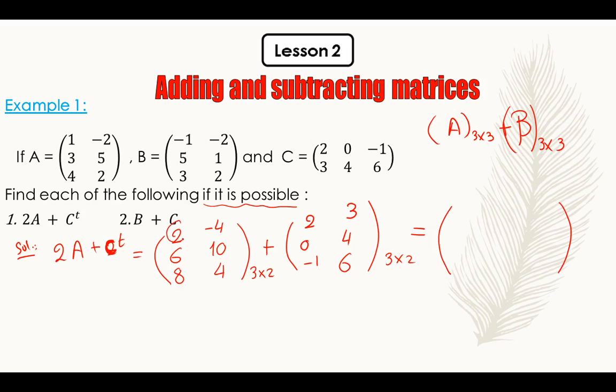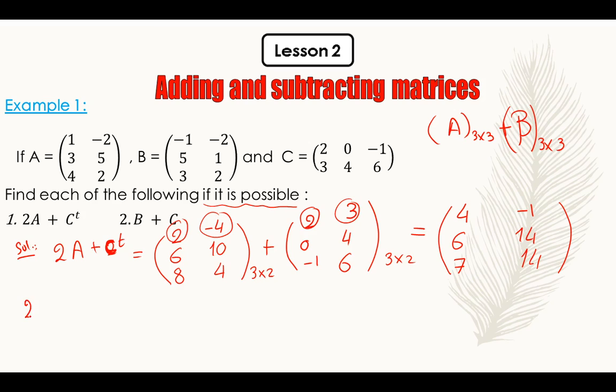Here we will add 2 plus 2 equals 4, and negative 4 plus 3 equals negative 1. 6 plus 0 equals 6. 10 plus 4 equals 14. 8 plus negative 1 equals 7. 8 plus 6 equals 14. So it is a very easy lesson to add two matrices together.